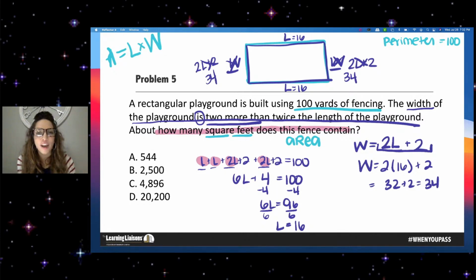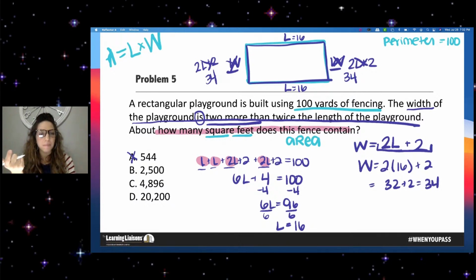But that is the wrong answer. Why is that the wrong answer? Why is A not correct? Does anybody have a guess as to why A is not correct? Let me know in the comments if you have a clue as to why A is not correct.